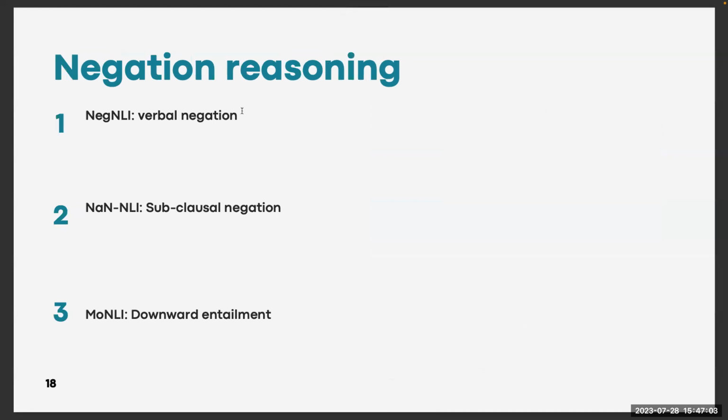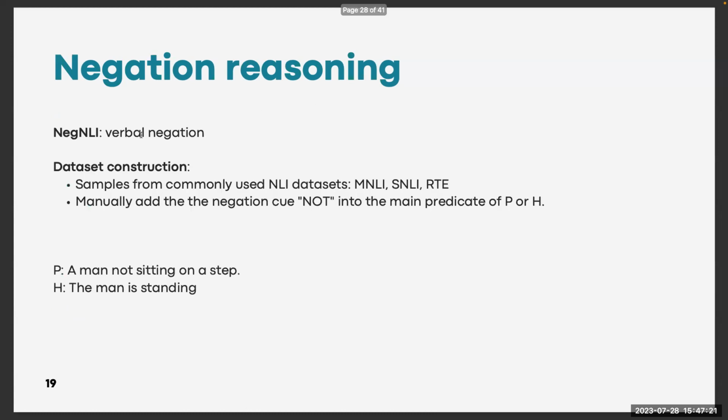Okay, so the last type of test that I did is about reasoning. Here I show three different NLI data sets, which focus on three different types of negation. The first one is about verbal negation. By verbal negation, I mean that the negation is associated with the main verb of the sentence. They are very simple.